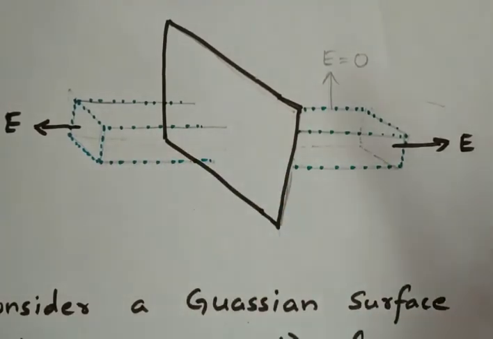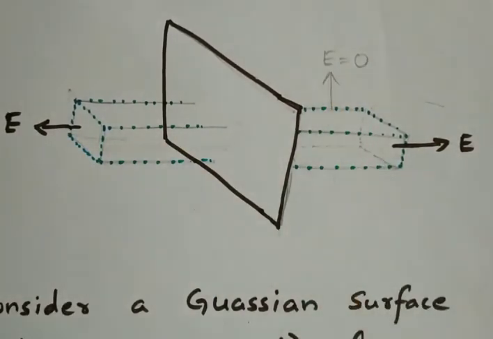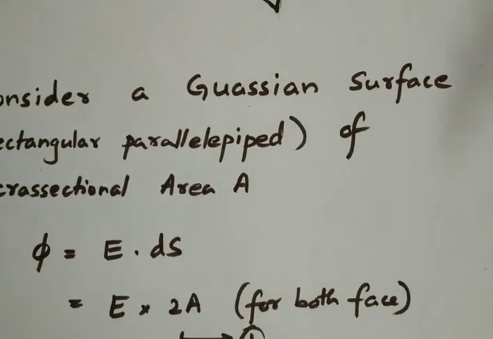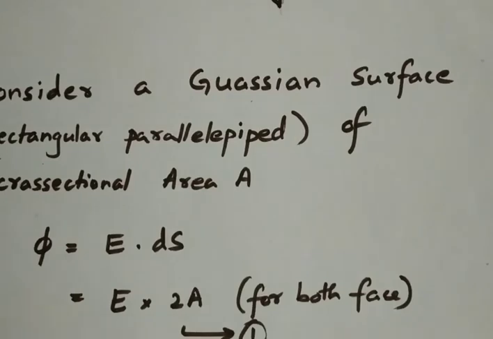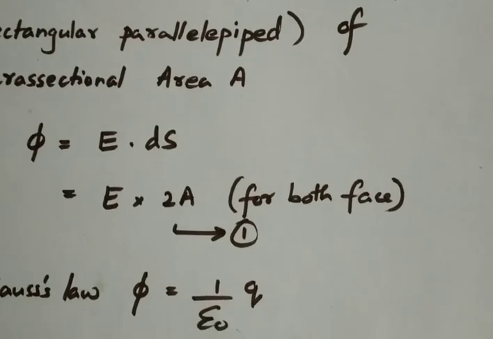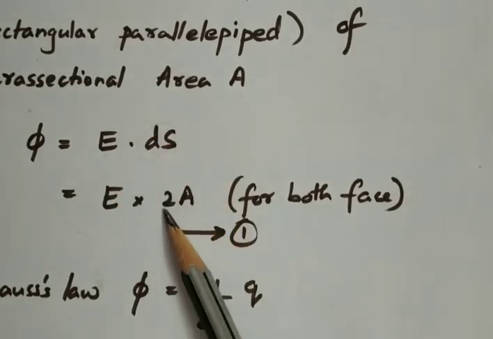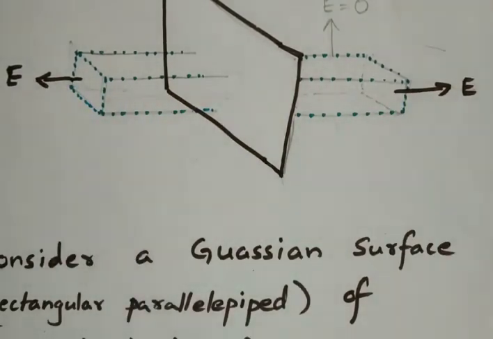As we studied earlier, electric field is only in this direction. Not upwards and downwards. Radially outwards only. So, let us apply our equations. In this imaginary Gaussian surface, we have considered a Gaussian surface of this shape. Its cross-sectional area is A. So, the first equation, phi is equal to E dot ds. Instead of ds, we can write 2A because we have area on both sides. Electric field is in both directions.